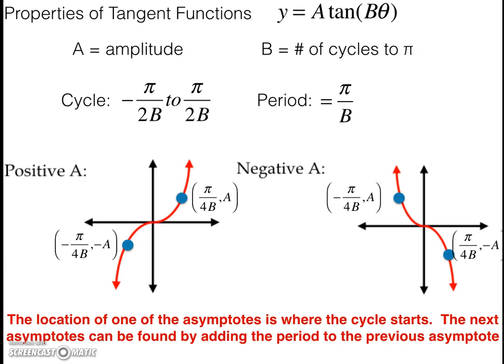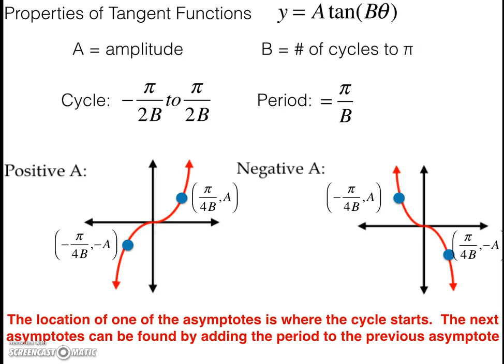Properties of tangent functions. If we have the general form y equals a tangent of b theta, a is going to be your amplitude and b is going to be the number of cycles between 0 and pi. So your cycle is going to start at negative pi over 2b and it's going to go to positive pi over 2b. The length of the period is going to be pi divided by b.